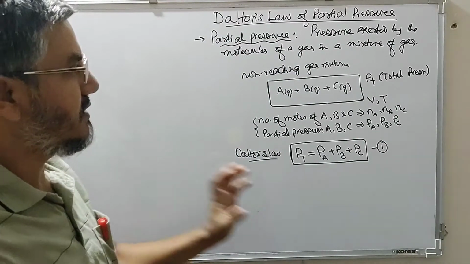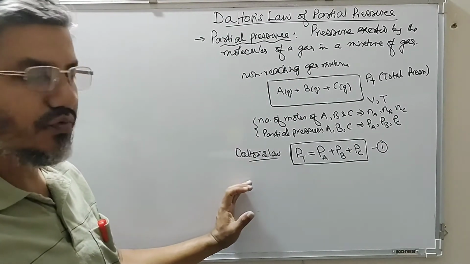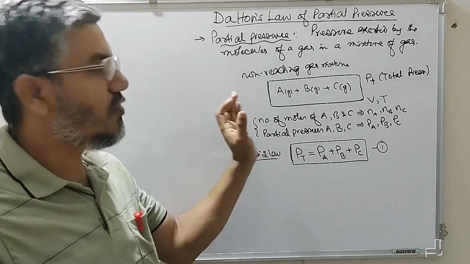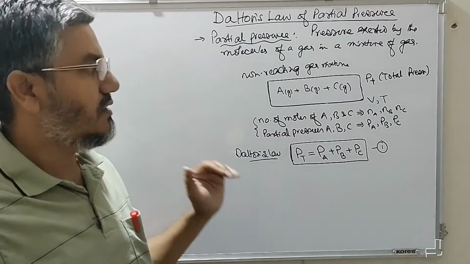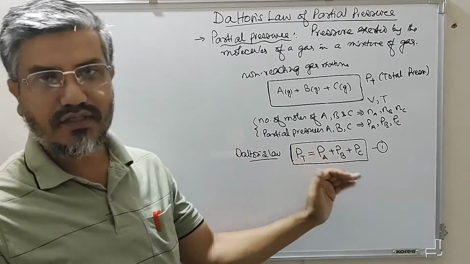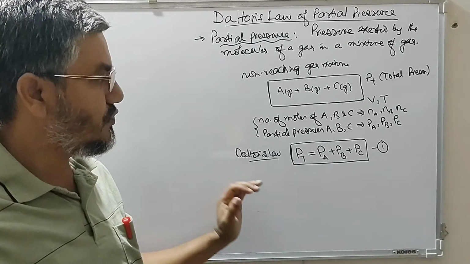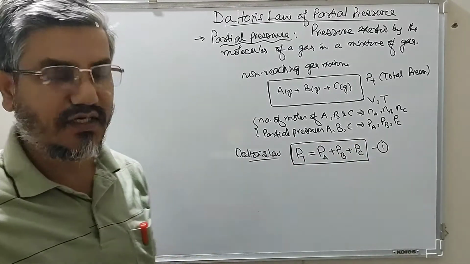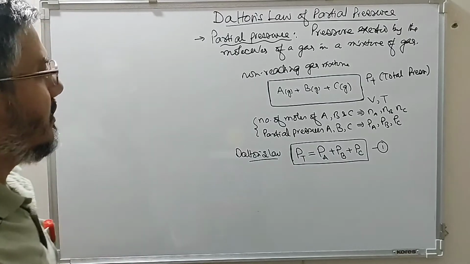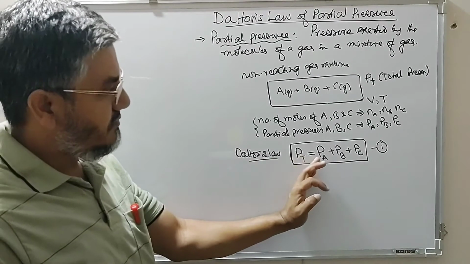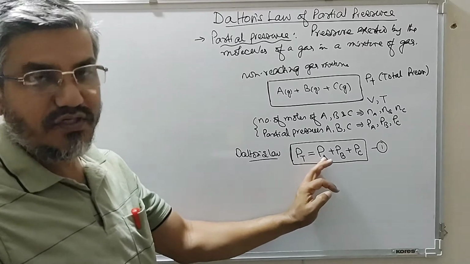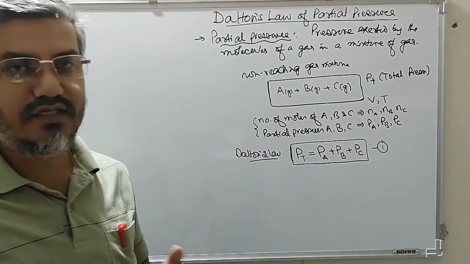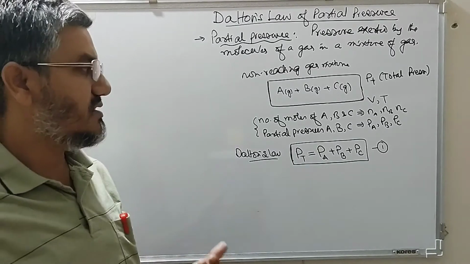So I repeat the sentence. According to this law, if in a mixture of non-reacting gases, the total pressure exerted by the gaseous mixture is equal to the summation of the partial pressures of the gases. Now we have defined a term which is known as partial pressure, that is the pressure exerted by the molecules of a gas in the total gaseous mixture.